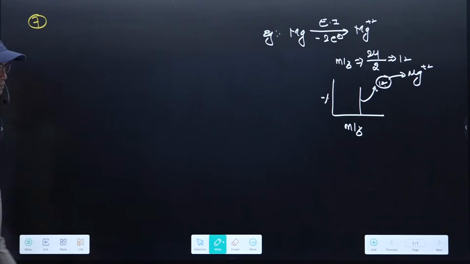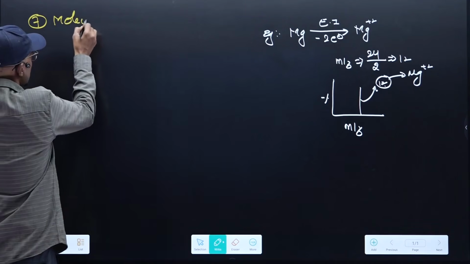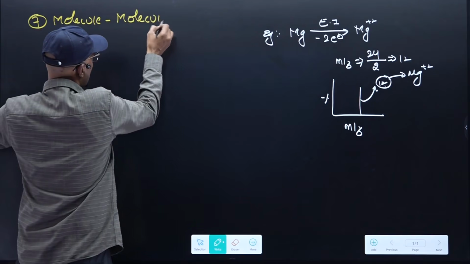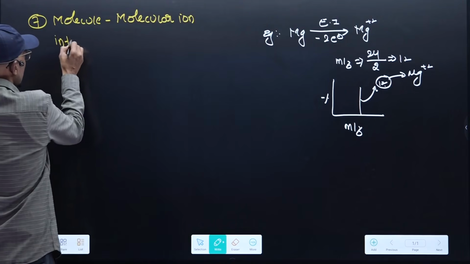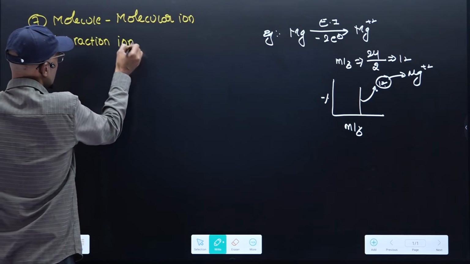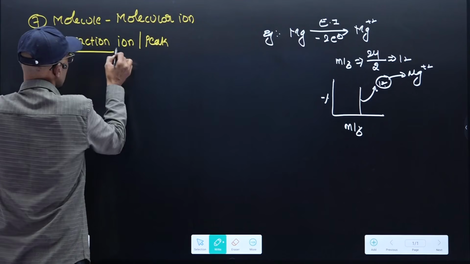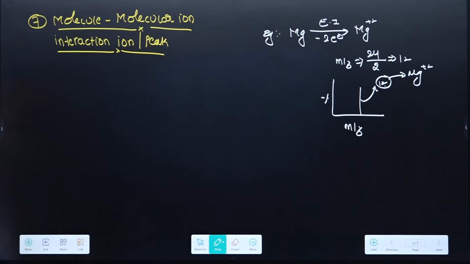So after multiply charged ion, the next ion is the molecule-ion interaction ion. So this ion is responsible for giving a corresponding peak. Molecule, molecular ion, interaction ion.